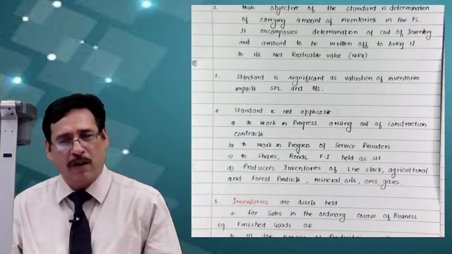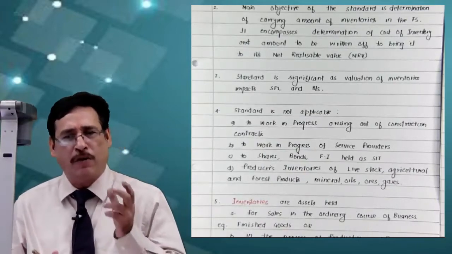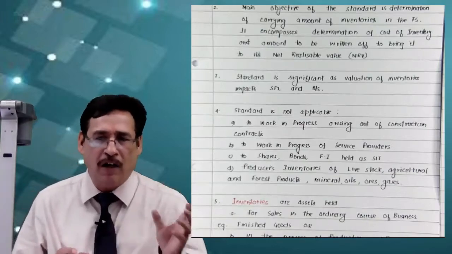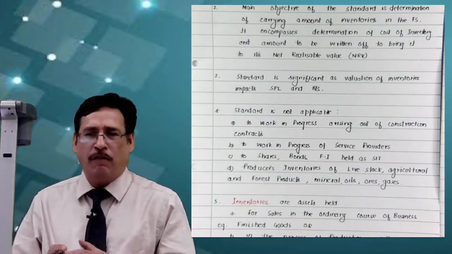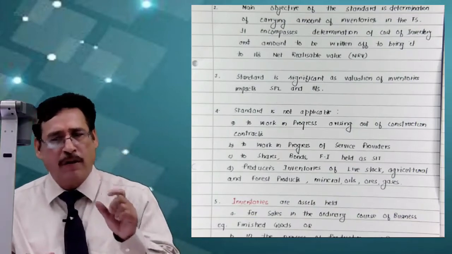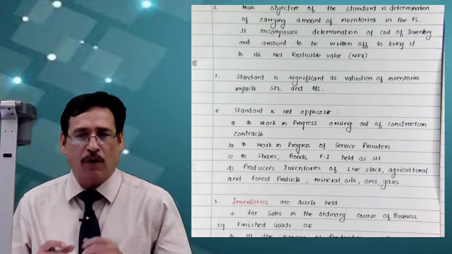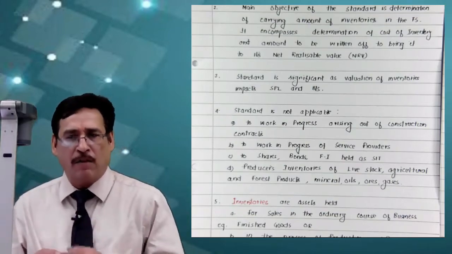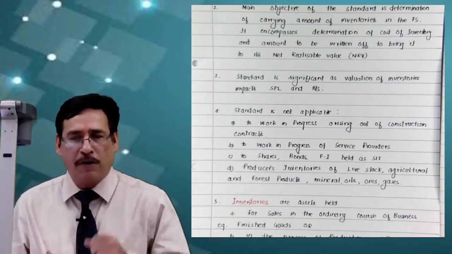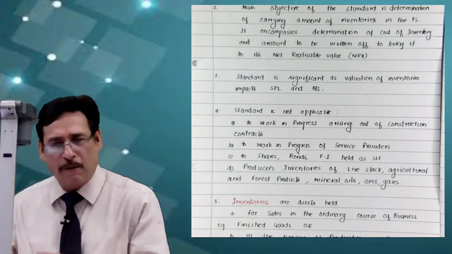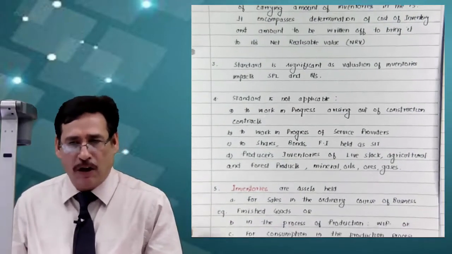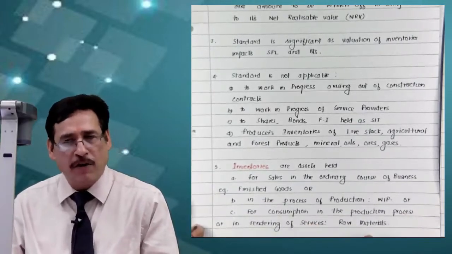Similarly, this standard will also not apply to any shares or bonds or financial instruments which are held by an entity as stock in trade. Similarly, it will also not apply to the producer's inventories, like livestock, agricultural assets, forest products, mineral oils, ores or gases, because there are separate standards for the same. Now, the main point is what exactly inventories are.